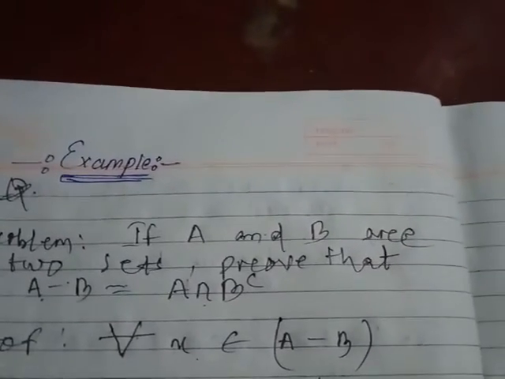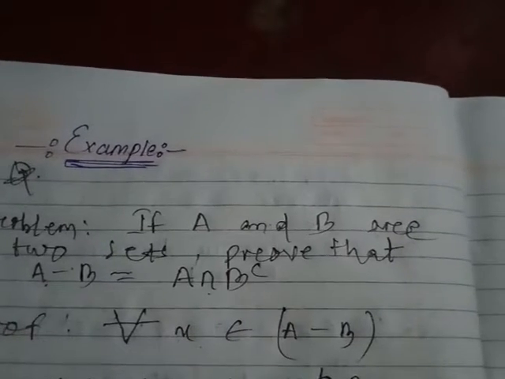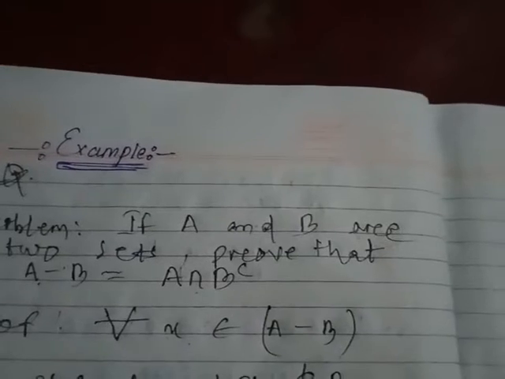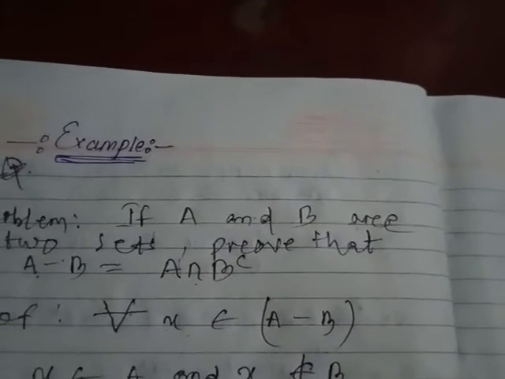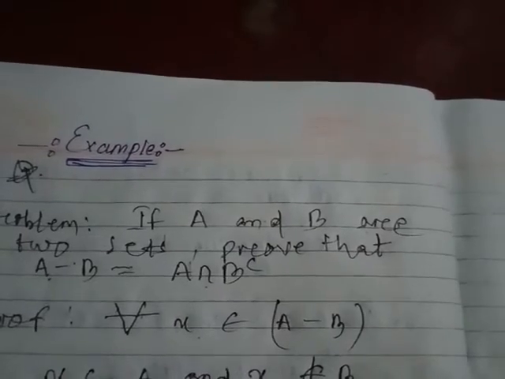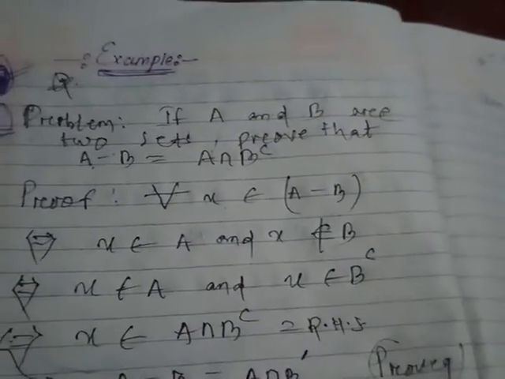If A and B are two sets, prove that A difference B is equal to A intersection B complement. Okay, we have to verify it. So we can verify by using properties, using an example, and also using the Venn diagram.